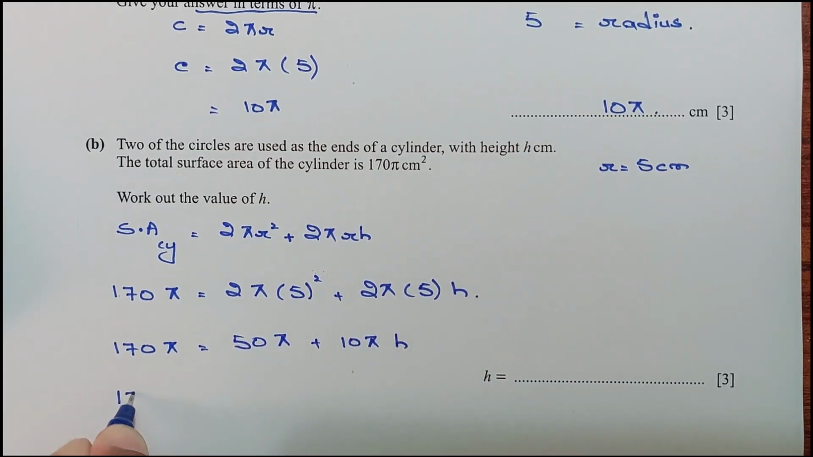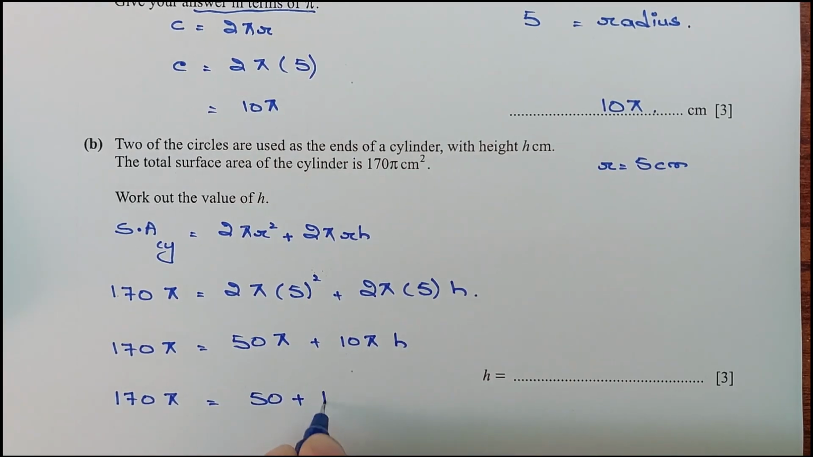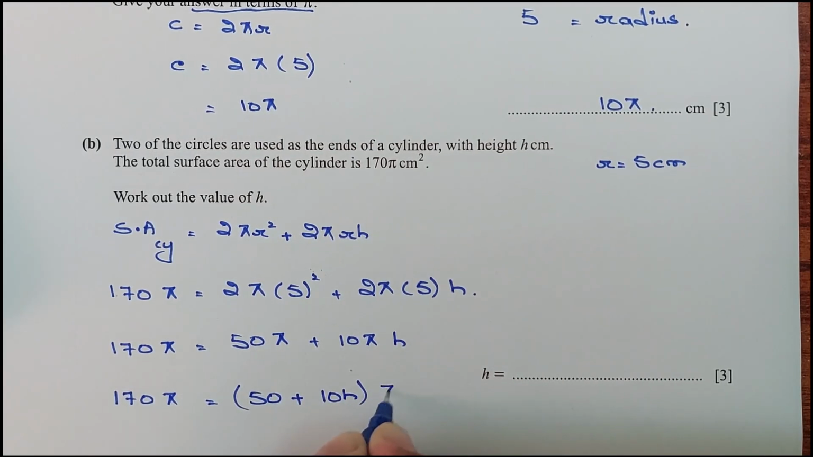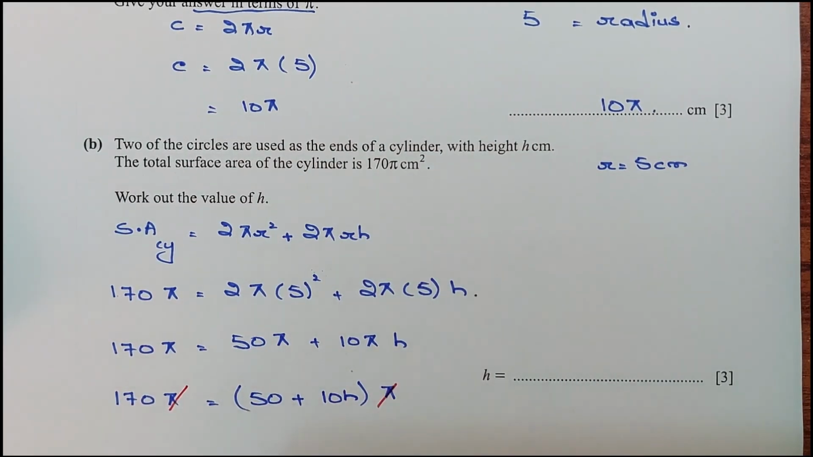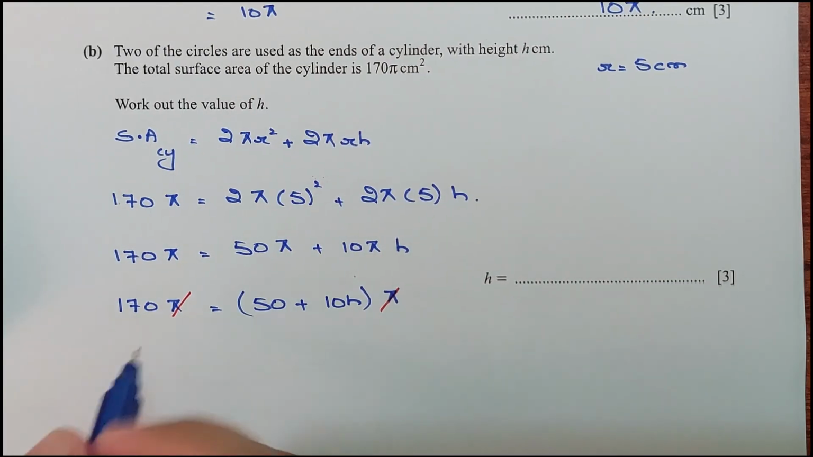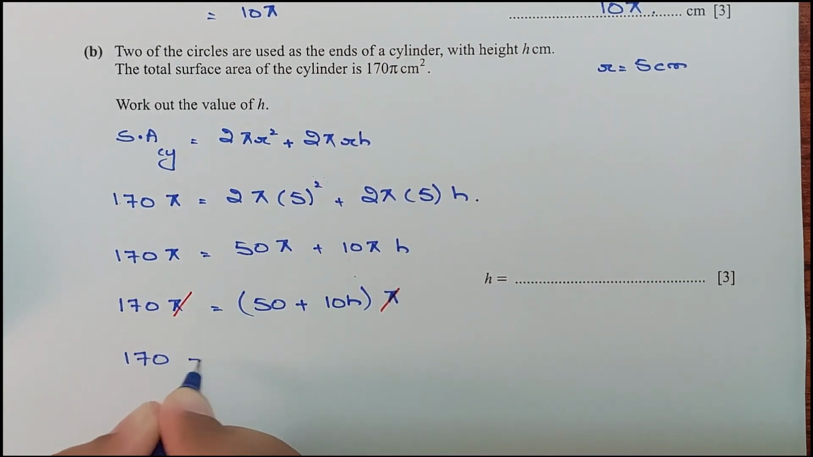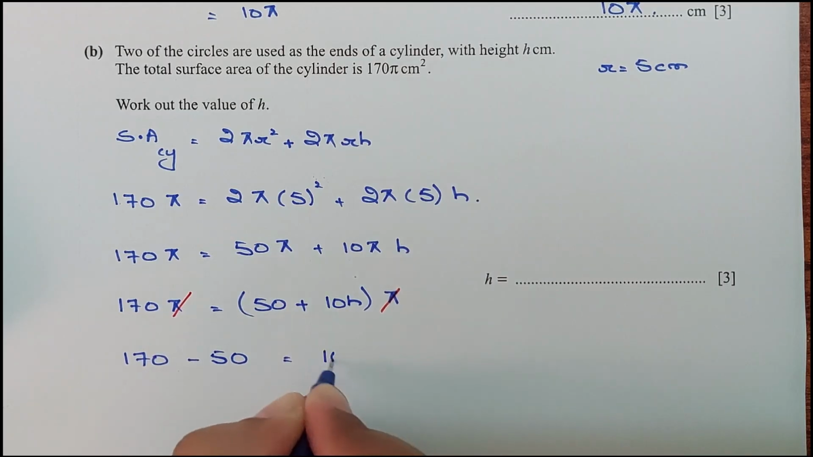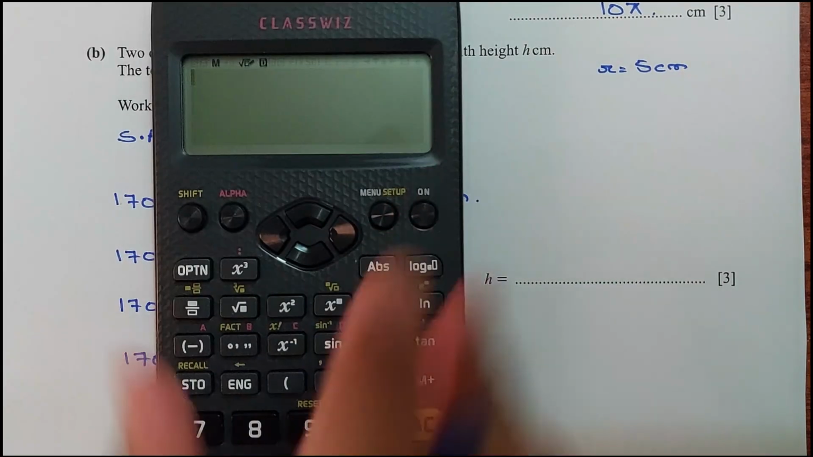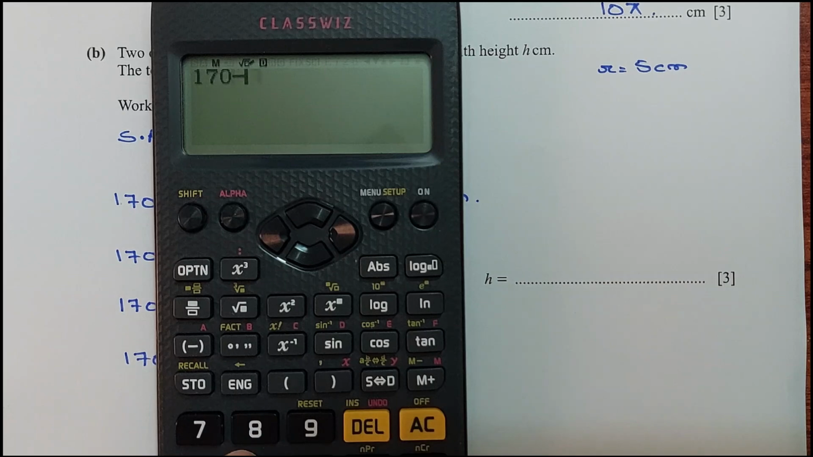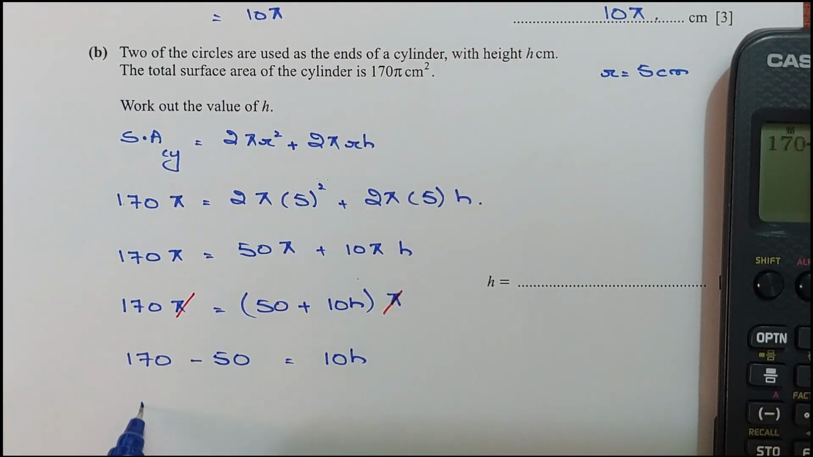Let me take pi common. 170 pi equals 50 plus 10h times pi, and pi is common, right? Now we can easily cancel pi on both sides, and we can solve for h. So 170 take away 50 gives 10h, right? 170 take away 50 is 120. Yes, 120 divided by 10 is the h value. So the height is 12 centimeters.